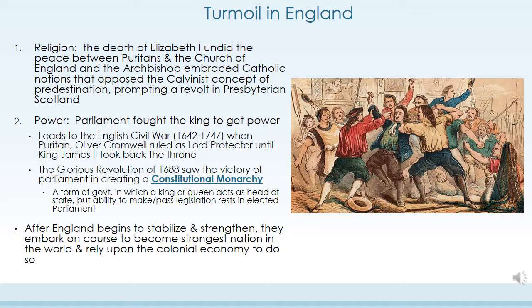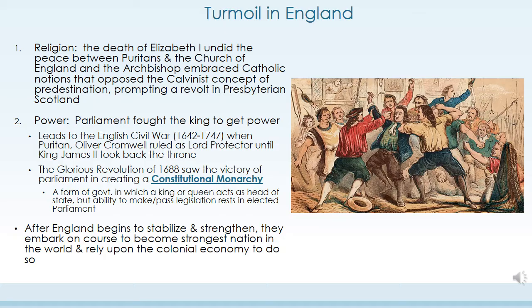Now, the Archbishop of Canterbury, William Laud, actually moved the Church of England away from the Calvinist belief in predestination, and he brought back worship that was very reminiscent of Catholicism. And remember, after the Protestant Reformation, the people in Britain were not particularly happy with Catholicism. They also began to persecute Puritans, and they prompted a Presbyterian revolt in Scotland as a result.